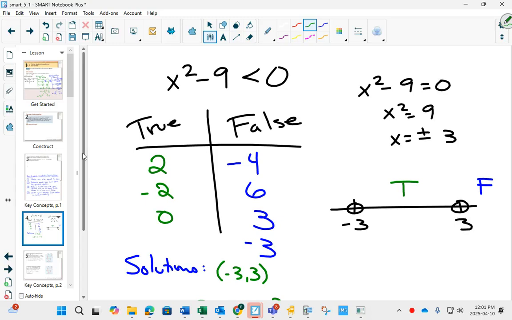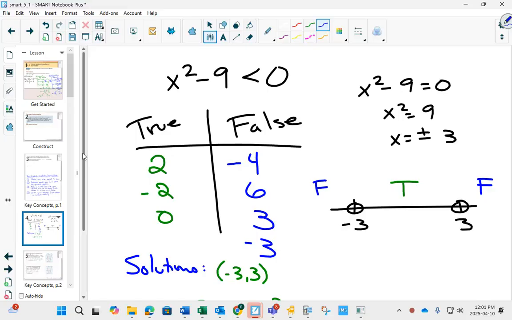Anything between -3 and 3, you found that whole section already to be true. I would probably choose 0, for mental math's sake, as a really nice test point. But anything in between there will always come out true. And anything less than -3, we tried a -4. That didn't work either. So this is the way that you can use test points to figure out if it's going to work.